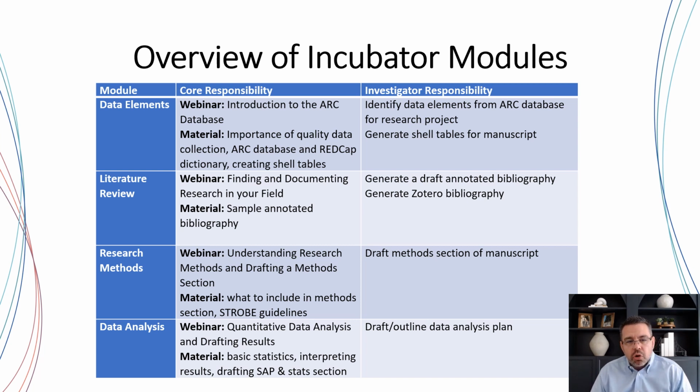Later on, I will provide a webinar focused on understanding research methods and drafting a method section of a manuscript, where I'll focus largely on what are some of those aspects that we like to include or are commonly included in the methods section of a paper, as well as covering the STROBE guidelines for reporting of observational data and how we can actually use those guidelines to inform the design and the drafting of our methods section. And then you will have the opportunity to go out and actually draft the method section of your manuscript.